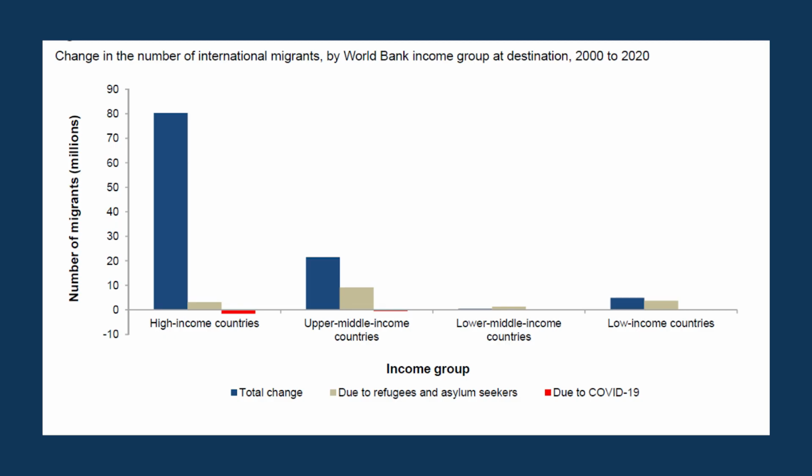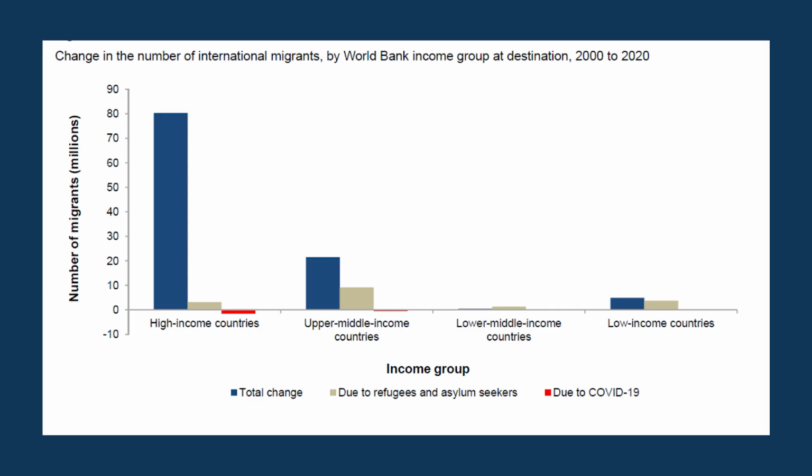Now you see, between 2000 and 2020, in the case of the high income group, the total change is way higher than the scenario for other kinds of countries like upper middle income countries, lower middle income countries, and low income countries. The blue bar is representing the total change. Here is an important factor. Look at the gray bar. That is the change in the number of migrants due to refugees and asylum seekers.